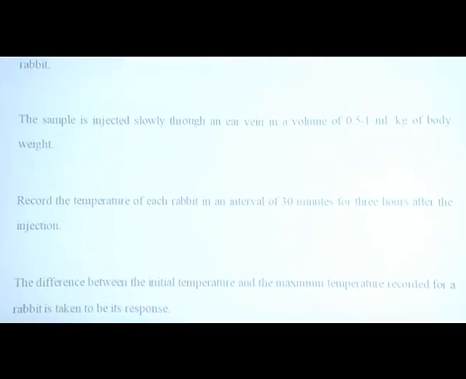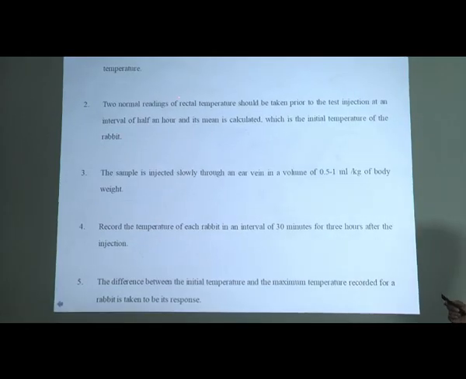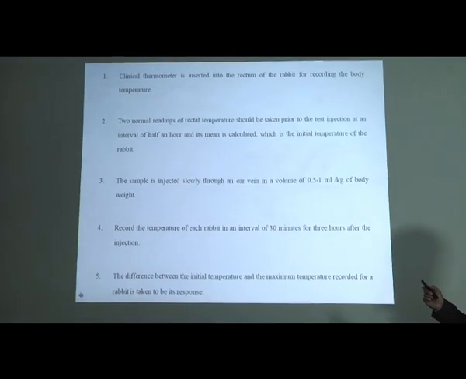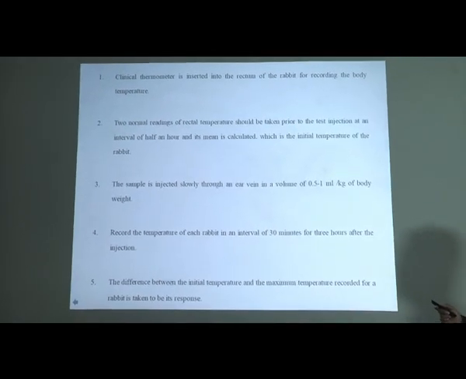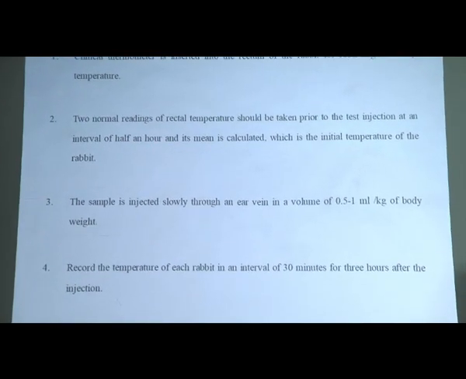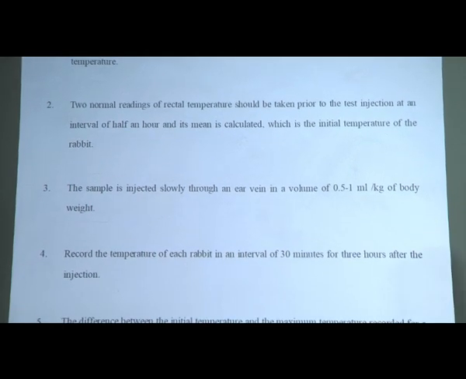In that, the clinical thermometer is inserted into the rectum of the rabbit for recording the body temperature. Two normal readings of rectal temperature should be taken prior to the injection at an interval of half an hour, and its mean is calculated, which is the initial temperature of the rabbit. So to determine the initial temperature of the rabbit, we have to take two successive readings after half an hour.